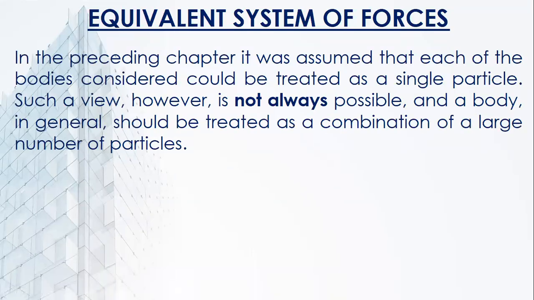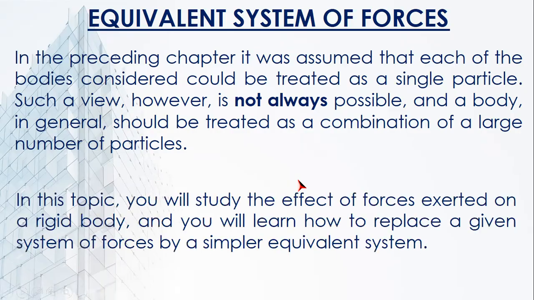In the preceding chapter, it was assumed that each of the bodies considered could be treated as a single particle. Such a view, however, is not always possible. A body in general should be treated as a combination of a large number of particles. So in this topic, you will study the effect of forces exerted on a rigid body, and you will learn how to replace a given system of forces by a simpler equivalent system.